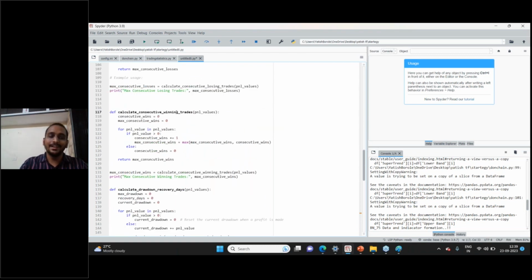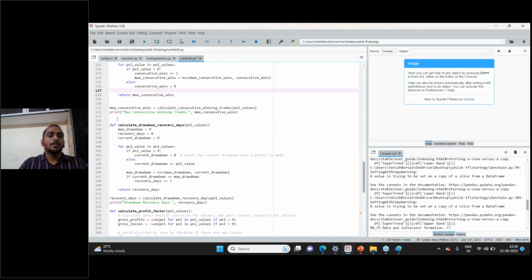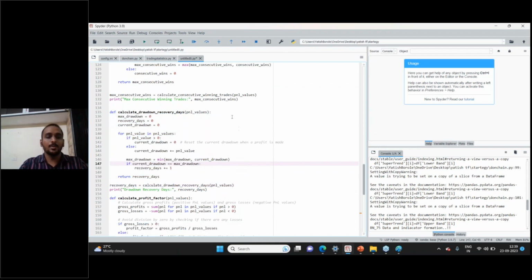Then we have the winning trades. Again, I don't give much importance to winning trades because the psychology gets disturbed by losing trades. But still, we will be calculating the winning trades. Then we have the drawdown recovery days, which I feel is the most important in my point of view, because the more days we are in drawdown, the more possibility of us changing the system, because we again start feeling that this system is not working now.